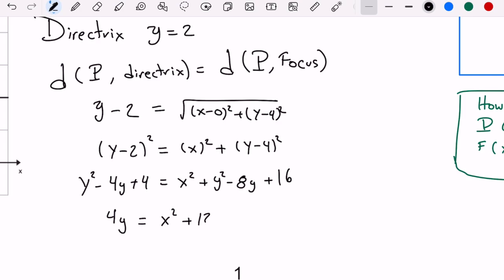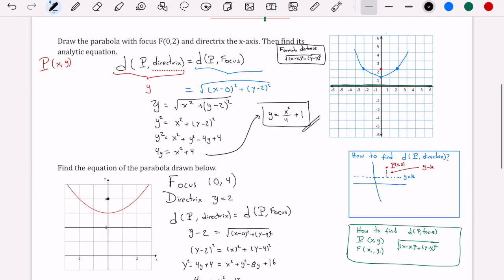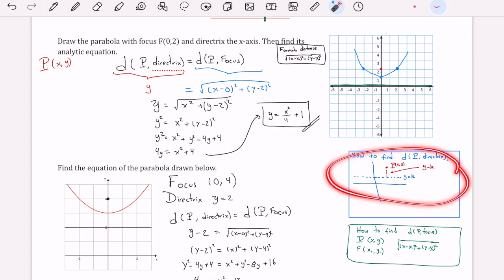So this is my analytic equation. Please look that we did the same as here. And this is what I am expecting you to be capable of doing: calculating the distance from any point, like an (x, y), to the directrix, that is explained here, calculating the distance from any point (x, y) to the focus, that is explained here, setting them equal and solving for y. Those are the steps that you need to follow.